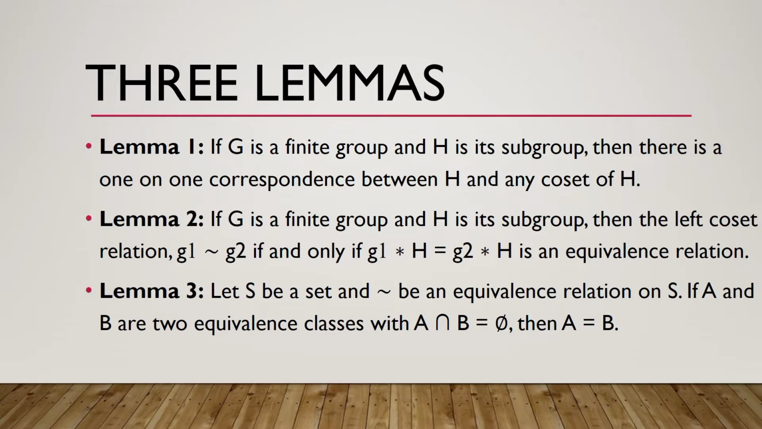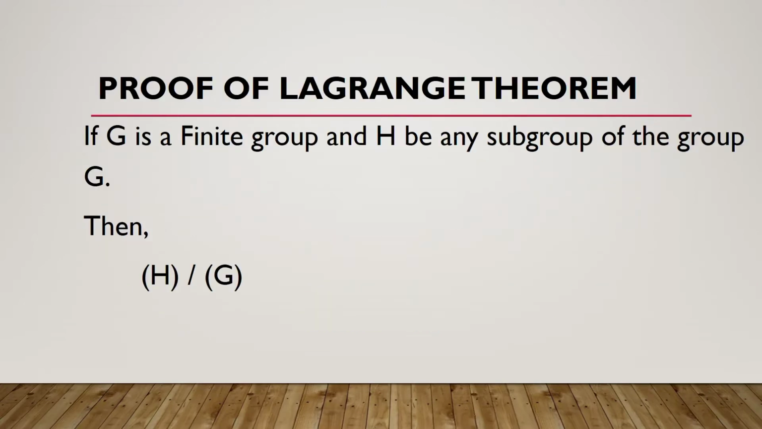The third lemma. Let S be a set and ~ be an equivalence relation on S. If A and B are two equivalence classes with A intersect B equal to the empty set, then A is equal to B. Now with the help of the above-mentioned three lemmas, we can easily prove the Lagrange theorem. So, proof of Lagrange theorem.